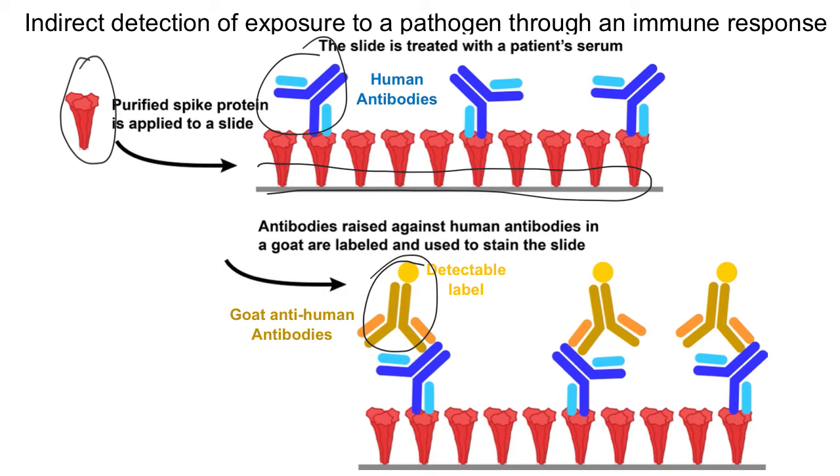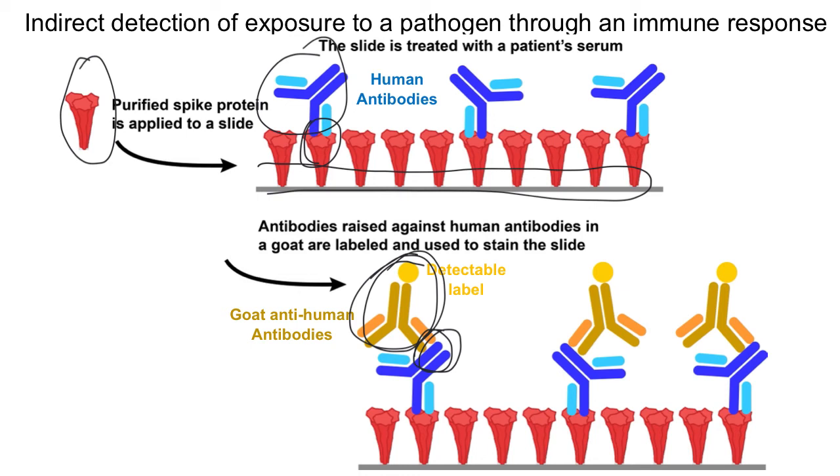I make an antibody in goats or donkeys or rabbits against human antibodies. So now the antibody will recognize a conserved part of human antibodies, and I do a second stain. First I put in the human's serum to see if those antibodies will stick to the spike protein that's sitting on the slide. And then I do a second step where I come along with anti-human antibodies, and I see if I can detect the human antibodies.